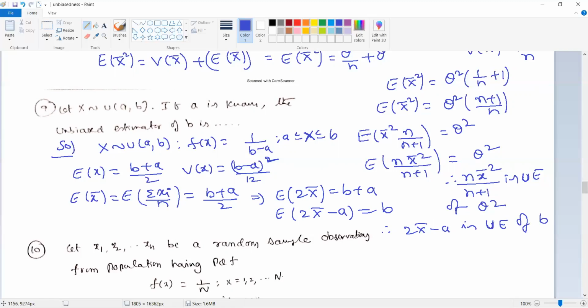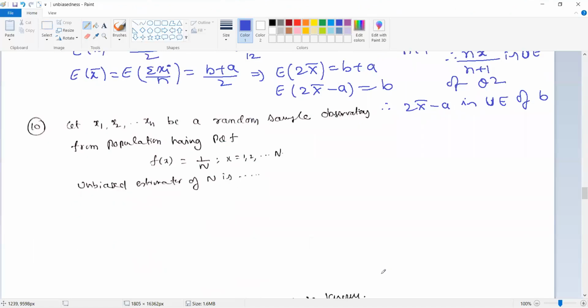So next example, an example related to the discrete uniform distribution. What is the unbiased estimator of Kaplan? Kaplan is the parameter of the discrete uniform distribution. In this case also, first of all, the property of the discrete uniform distribution: mean E of X equals, you know very well, (n plus 1) by 2. So E of X bar, for each and every distribution, is the same as E of X. So directly you can write (n plus 1) by 2.